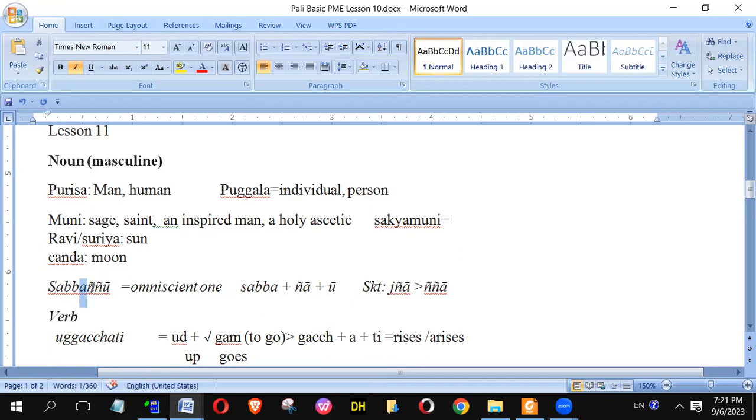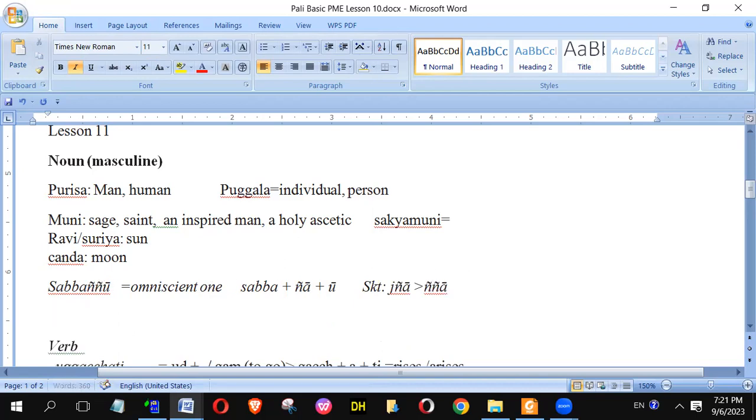Sabanyo. Myanmar pronounce it as sabinyo. Here it is sabanyo. Sabba means what? Sabba means all. So nya is to know. So omniscient one, the actual meaning is one who knows everything. He has omniscient knowledge.